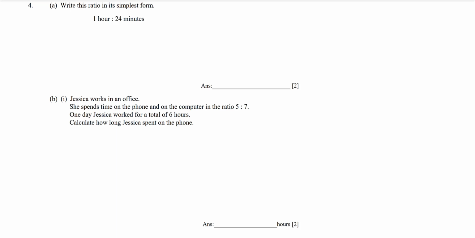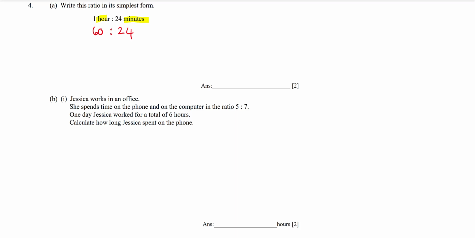Question 4a. We need to write this ratio in its simplest form. 1 hour to every 24 minutes. So you notice the units are different. So to start with, we can write both of them in minutes. So 1 hour we know is 60 minutes to 24 minutes.